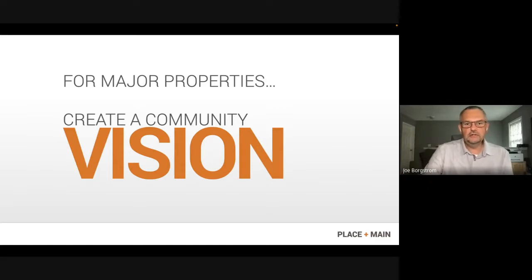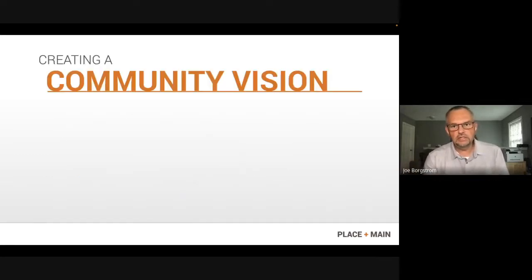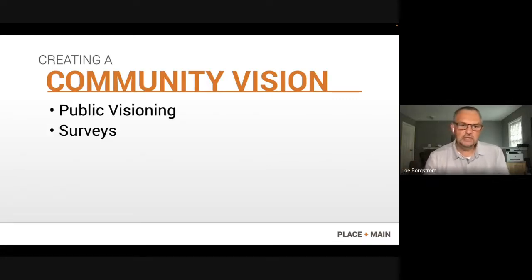But it's really difficult for a developer to hit a moving target if the community's never said what they want in that space. So we think it's really important that when you're creating this community vision, you're engaging the community through public visioning, doing things like surveys and getting feedback. And again, that's something you do once you've identified a developer and gone through this process with the RFQ, where you're able to say, all right, help us figure out what should go in this space.